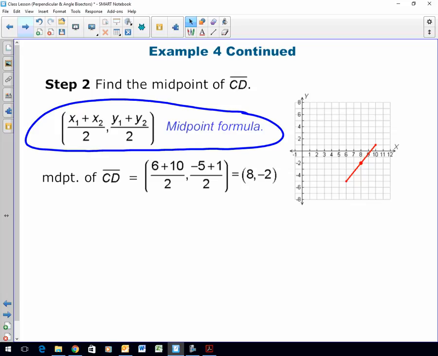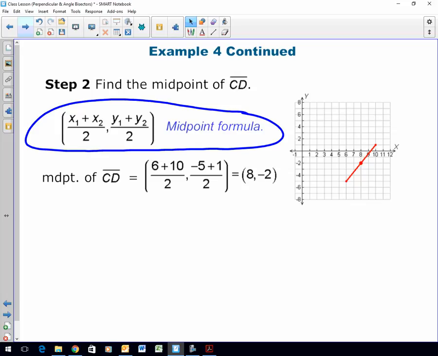You come to me later today and you say, Mr. Hobbs, what does that ask me to do? And I say, find the midpoint. You say, okay, how do I do that? And I say, midpoint formula. Don't ask me what it is. Go to your notes, look up where you wrote down the midpoint formula, and plug in our coordinates.